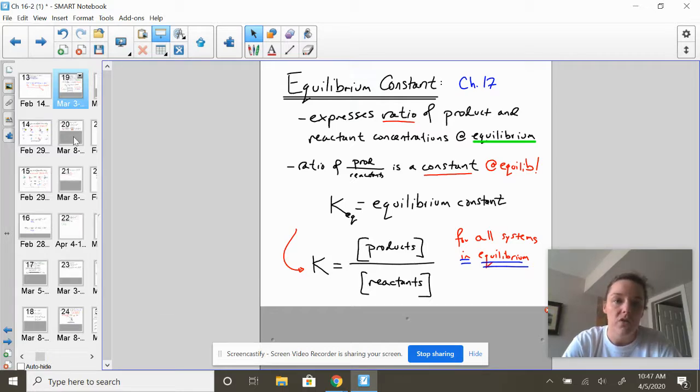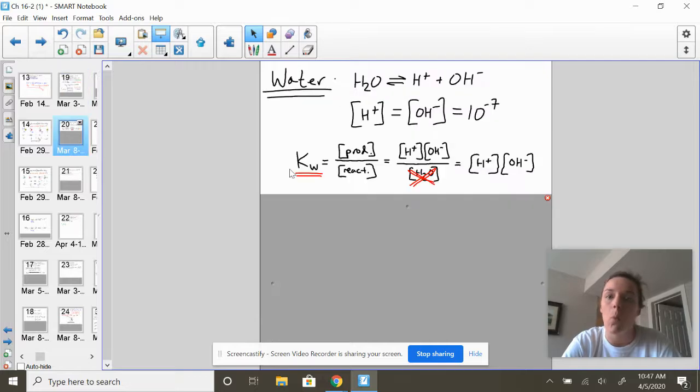All right, so we're going to talk about this idea specifically with water. Okay, so again, we know that the concentration of hydrogen ions is always equal to the concentration of hydroxide ions in pure water, and that number is 10 to the negative 7. Okay, so the equilibrium constant of water equals the product of the concentration of hydrogen ions and concentration of hydroxide ions over the concentration of water. But since we're only dealing with water, that number can be crossed off because it is equal to 1.